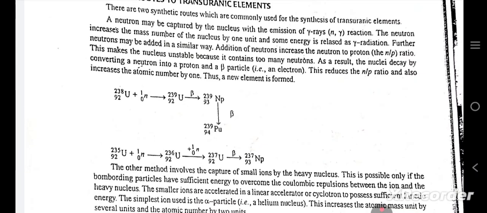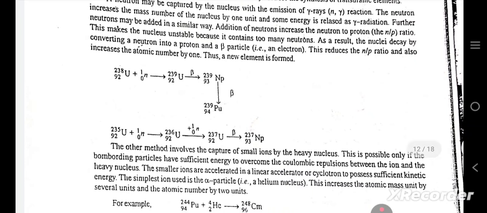Further neutrons may be added in a similar way. Addition of neutrons increases the neutron to proton ratio. This makes the nucleus unstable because it contains too many neutrons. As a result, the nuclei decay by converting a neutron into a proton and a beta particle. This reduces the n/p ratio and also increases the atomic number by 1. Thus, a new element is formed.